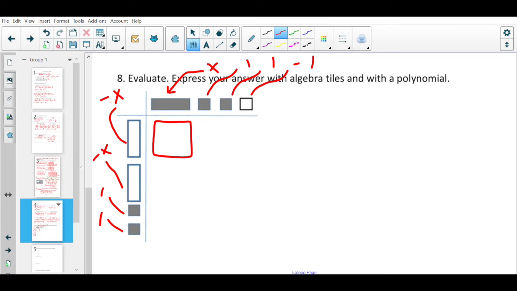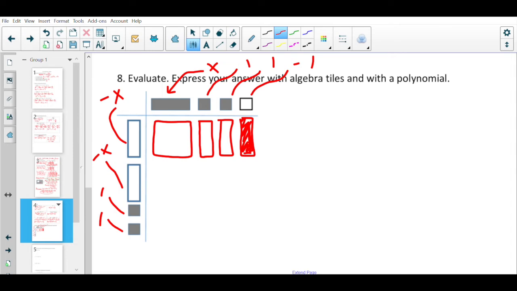Negative x times 1 is negative x, so we're going to leave that as an unshaded bar. Negative x times 1 again, the same thing, an unshaded bar. Negative x times negative 1 is x, so we're going to shade that in, so that's x. Okay, so that's the first row there.